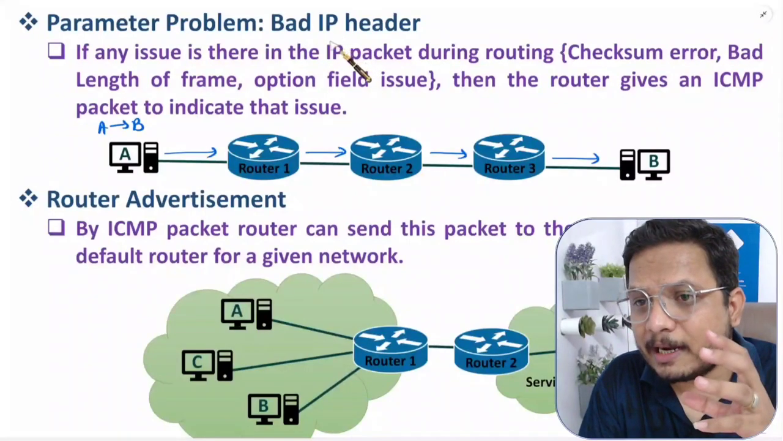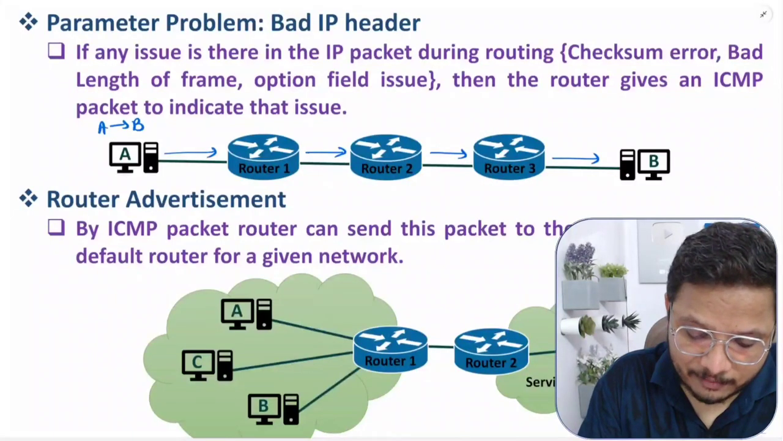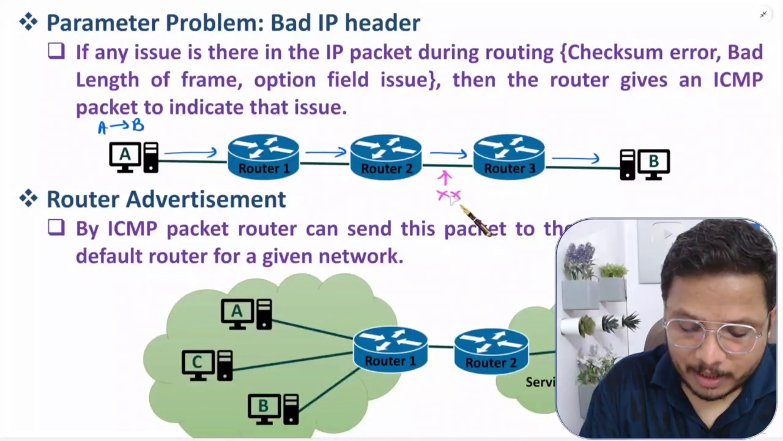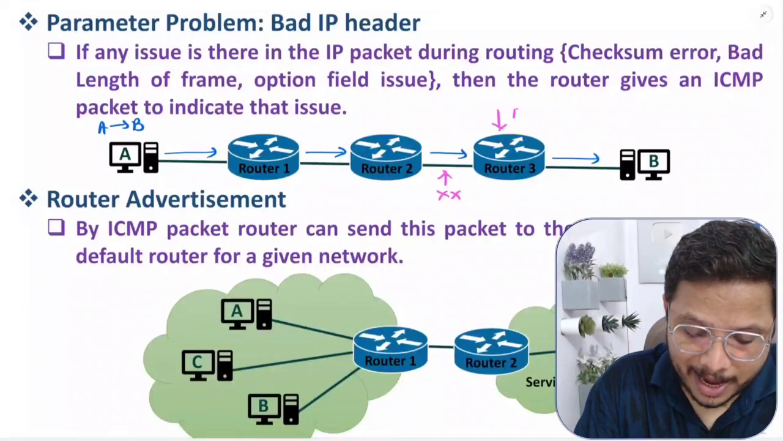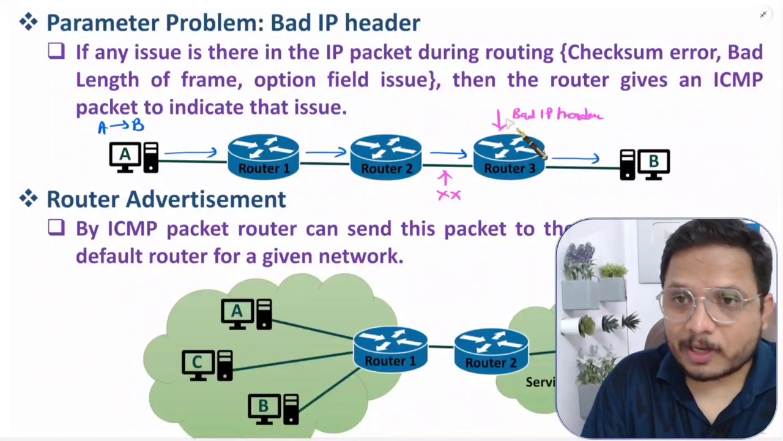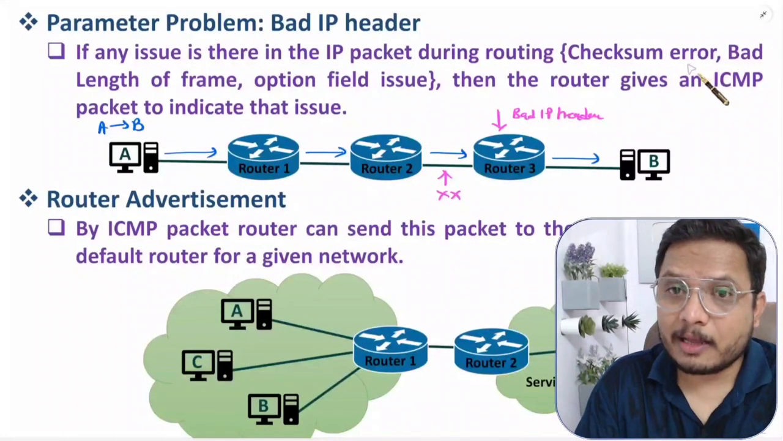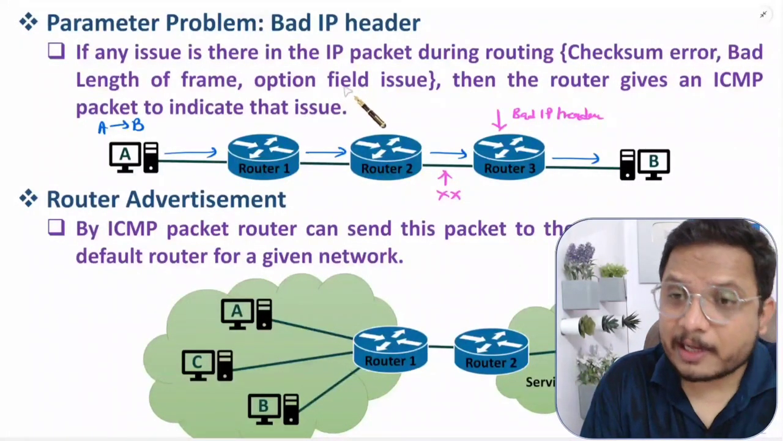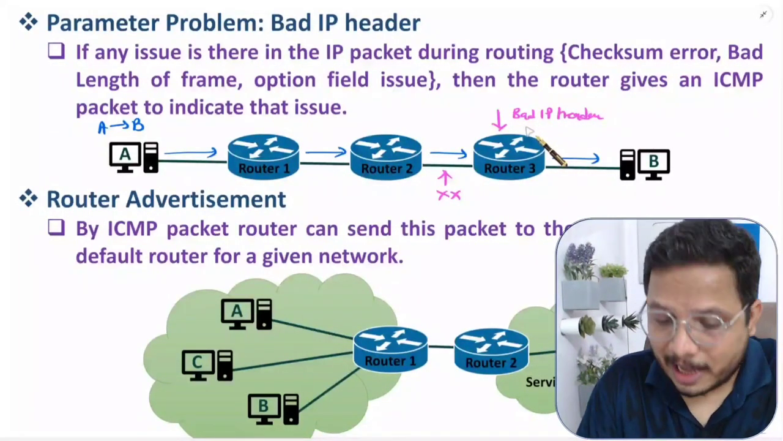The reason is the IP header carries a checksum. So for example, say there is some issue, and because of that, this router observes a bad IP header. Bad IP header means there can be a checksum error, there can be a bad length of frame, there can be an option field issue. So based on that, it will identify, okay, there is an issue of a bad IP header.